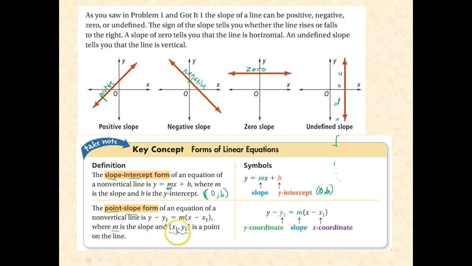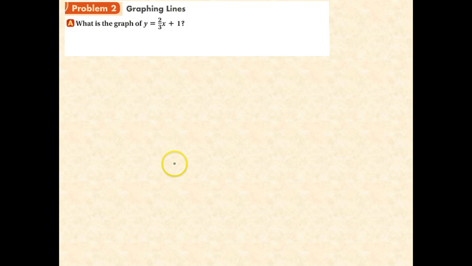So if you have your point, x1, y1, and your slope, you can write an equation by saying y minus the number that's your y value of your point equals the slope times x minus the number that is the x value of your point. And your secret phrase is chicken feathers.